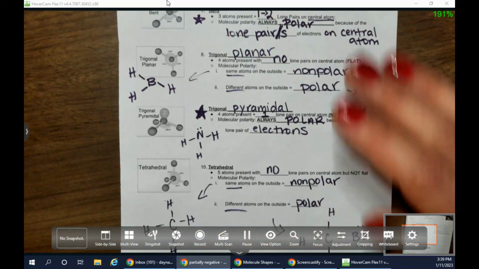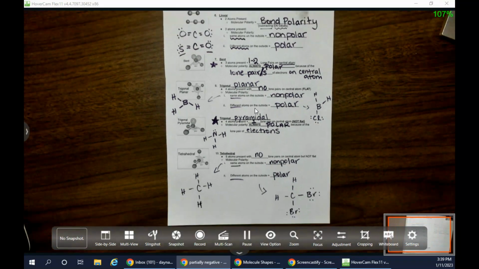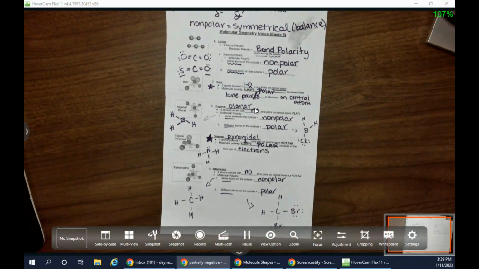So those were the different shapes, and those were the rules to follow with your molecule polarity. That's what you're going to rely on for the lab today. So now let's go ahead and direct our attention over to our lab page.